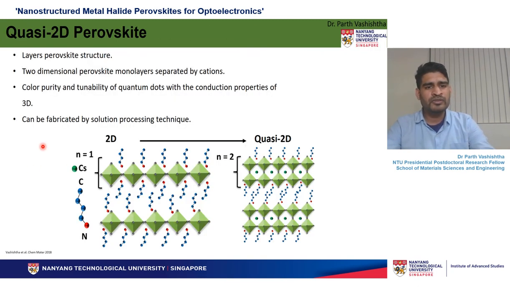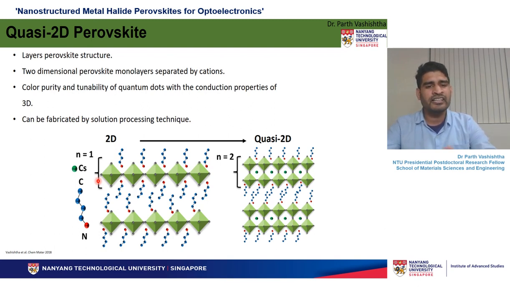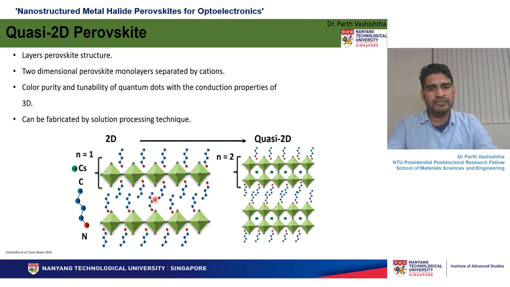So quasi 2D perovskite, as I explained, is layered perovskite. The advantage of this perovskite is that, as you know, nanomaterials have some limitations. Because of the ligand, they are more insulating, and you need to do ligand exchange and other treatments to tune them. But quasi 2D has the advantage of quantum confinement, but also the advantage of high conduction properties, like three-dimensional perovskite, because it has much less organic ligand compared to the nanoparticles. So quasi 2D is a good balance between three-dimensional perovskite and nanoparticles, because you have the advantages of both, and that makes much better devices.